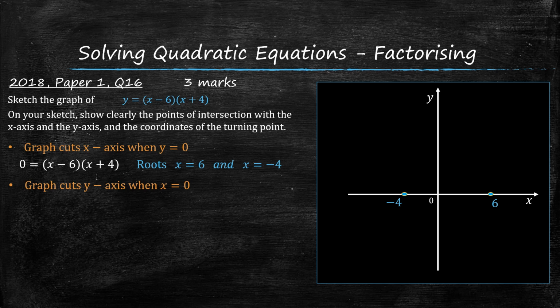Okay, the graph cuts the y-axis when x equals 0. So let's substitute x equal to 0 into our equation. y equals (0 minus 6) times (0 plus 4).